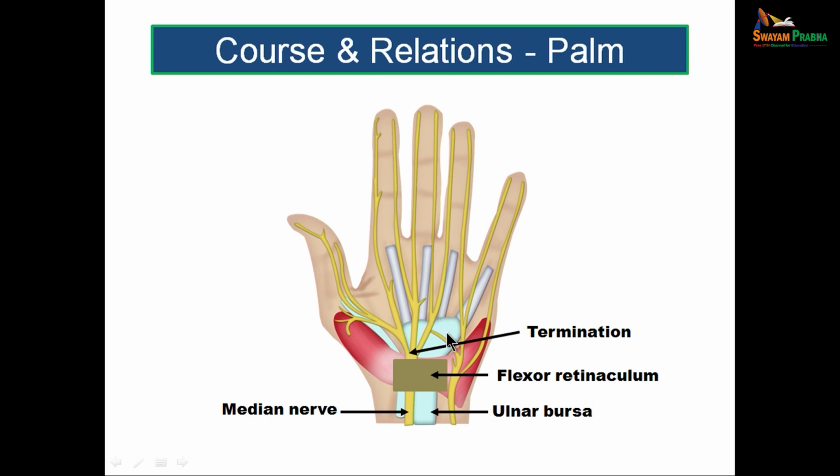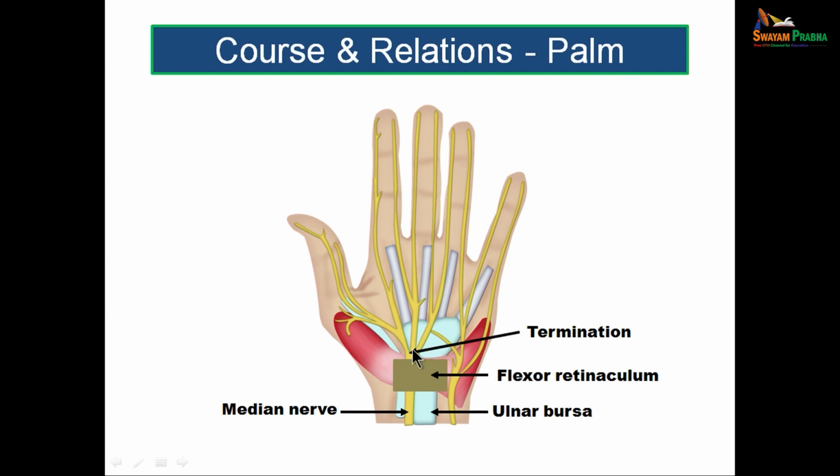So, it lies deep to the superficial palmar arch, deep to the palmar aponeurosis, and then terminates. It is superficial to the tendons which can be seen here. These are the long flexor tendons coming from the forearm. They are enclosed in a synovial sheath, which is called the ulnar bursa. So, it is superficial to the long flexor tendons and their ulnar bursa. It is deep to the palmar aponeurosis and the superficial palmar arch.